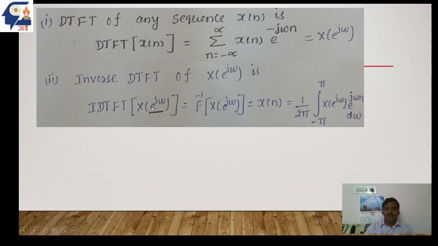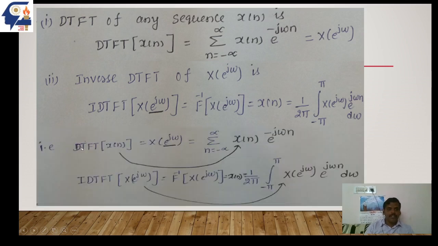Then the inverse discrete time Fourier transform of X of e power j omega is given by inverse DTFT of X of e power j omega, that equal to x of n, that equal to 1 by 2 pi integral minus infinity to plus infinity X of e power j omega into e power j omega n d omega, because it is an integration, I am using d omega.